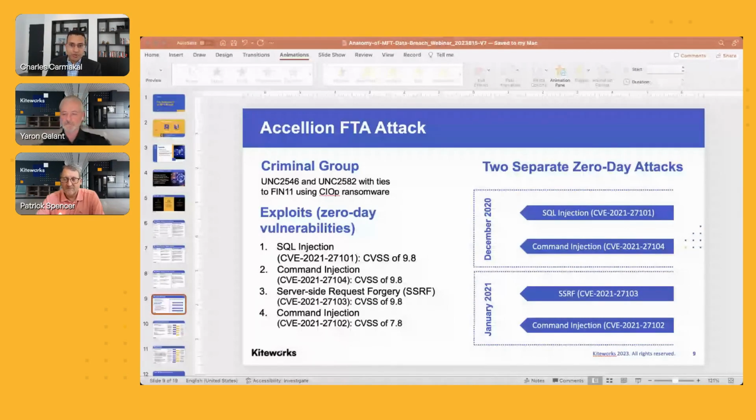We use the Kiteworks product, not FTA, but the first time I met Yaron and 2 of his colleagues, the CEO and the CISO of the Accellion organization at the time, I had asked the question, should we be concerned about the product that we're using right now? Because I had actually shut down the tenant that we had set up in our environment because I was concerned about us getting exploited.